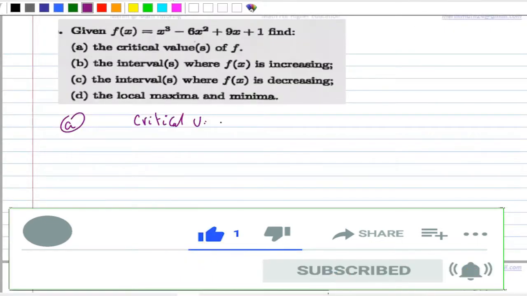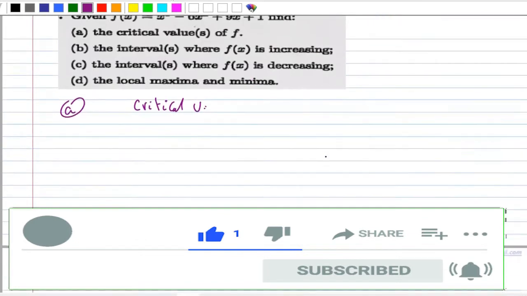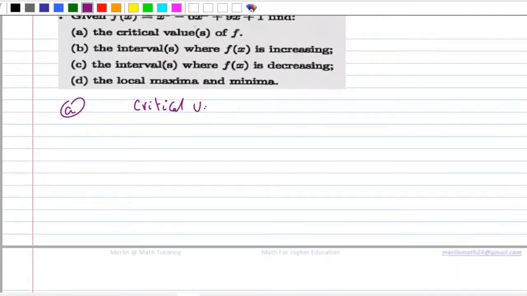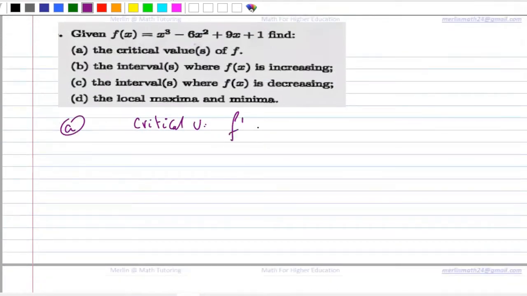Minus 12x plus 9. Okay, so f prime. Put it to 0 to solve for critical values. We get the following: x squared minus 4x plus 3 equals 0. So either you do quadratic or factoring.